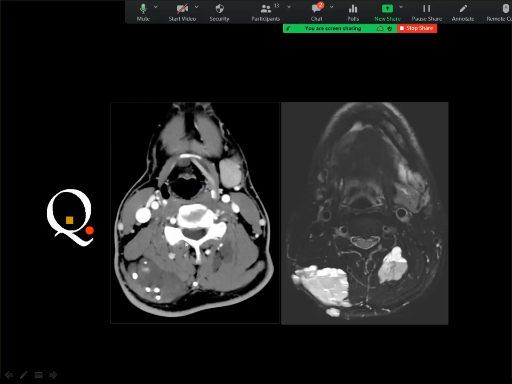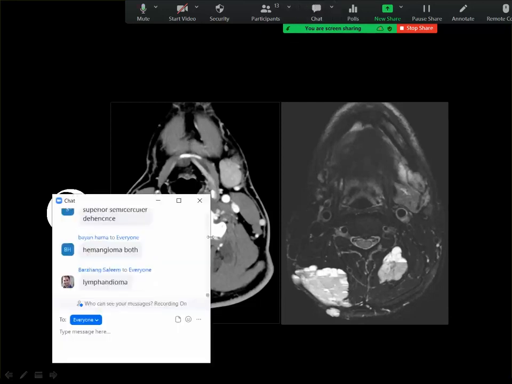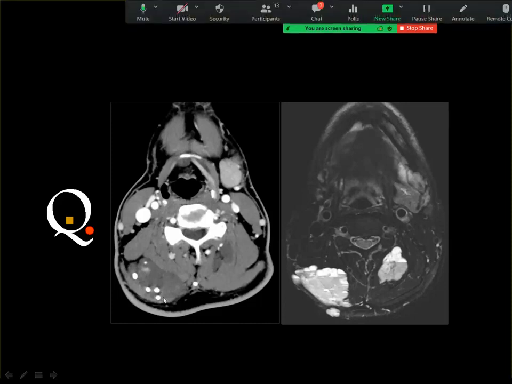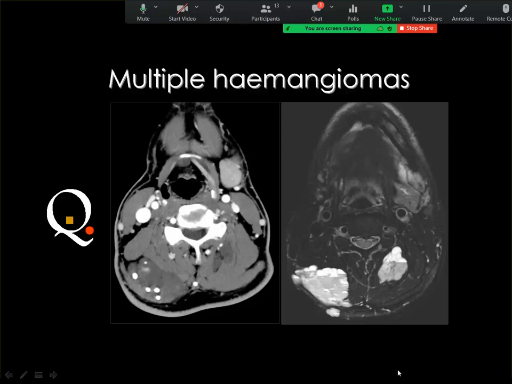The next case is a CT and MRI of the neck, and there are two lesions best appreciated in the MR images. Yes, both are hemangiomas, very good, because of the presence of calcified phleboliths in both lesions, and also the very bright signal in the T2 weighted image. These are hemangiomas.